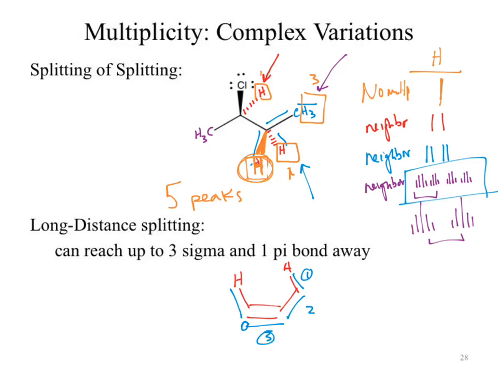In some very rare circumstances, you do see that splitting up to 4 bonds away. Again, the stronger the magnet, the better we can resolve it. If our magnet's weak, we can't resolve it. Look at spectra A, B, and C. I believe it's A in the spectra packet that will actually show you this effect, splitting of splitting, in the long distance version of it.